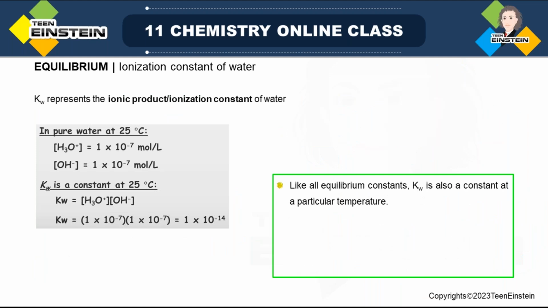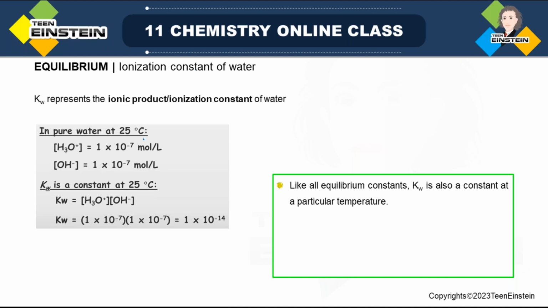Now we will see in detail what the ionization constant of water, that is Kw, is. W signifies water, that is why we are using the subscript W. It represents the ionic product or ionization constant. You can use both terms for water.